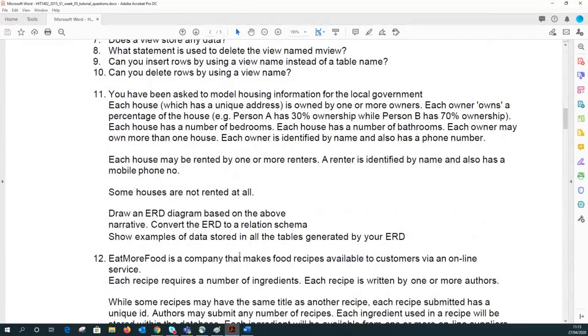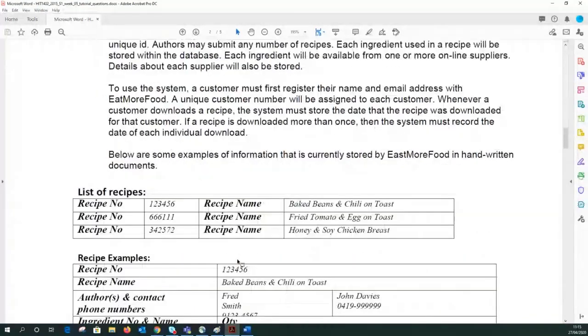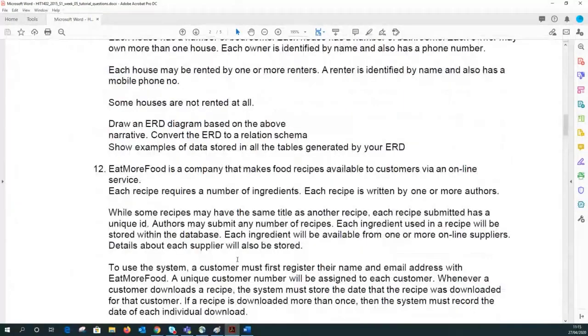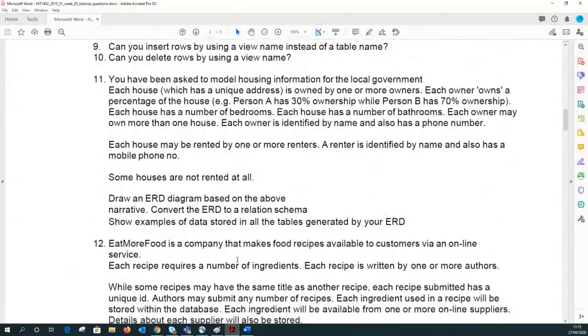Question 11, 12, and the rest of these questions actually focus on ERD designs. So let's come to these ERDs. We slowly read these case studies, and then we construct the entity relationship diagram. So let's go through question number 11.